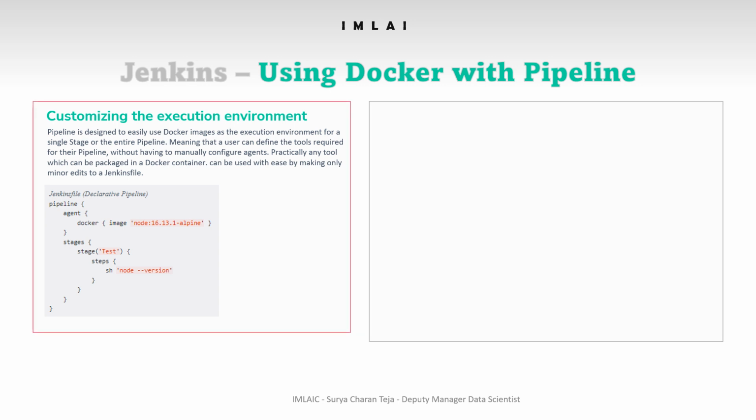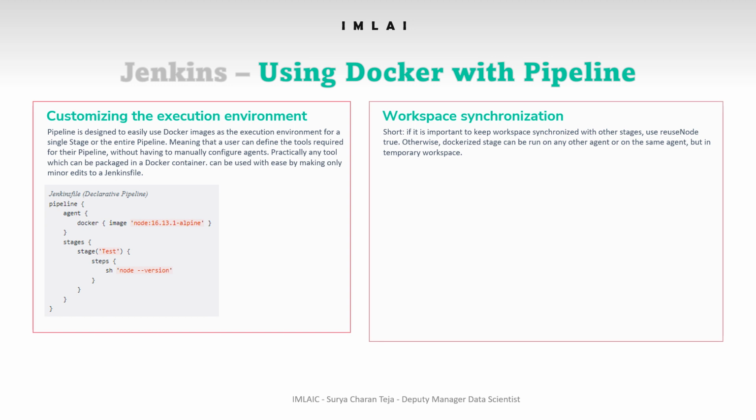Now let's look into one more example. It's workspace synchronization. If it's important to keep the workspace synchronized with other stages, then we can reuse the node. We can use that parameter, reuseNode true. Otherwise, a Dockerized stage can be run on any other agent or on the same agent, but in a temporary workspace.